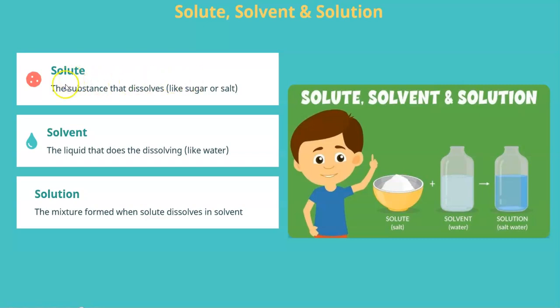Then we have here the solute, solvent, and solution concepts. The solute refers to the substance that dissolves like sugar or salt. Or we may also define solute as the substance that is present in smaller amount. The solvent, on the other hand, is the liquid that does the dissolving like water. We can also define this as the component that is present in larger amount. The solution is the mixture formed when solute dissolves in solvent. In the illustration, the solute is the salt. The solvent is the water.